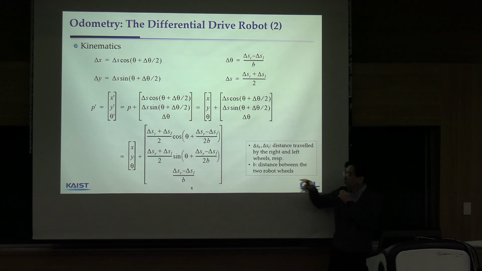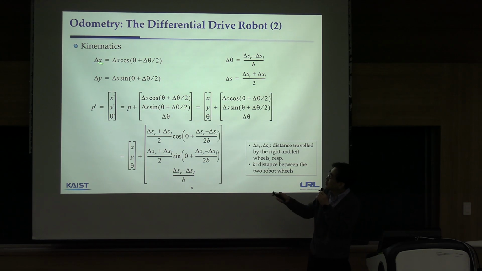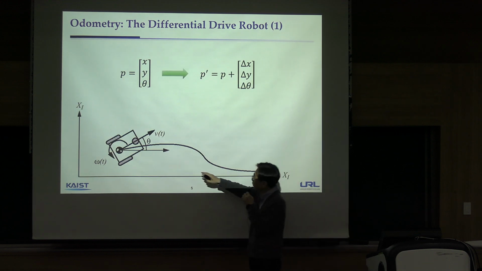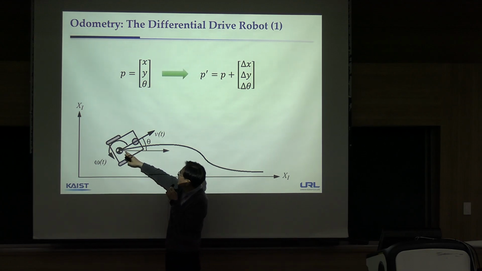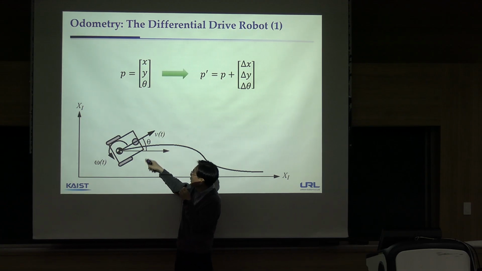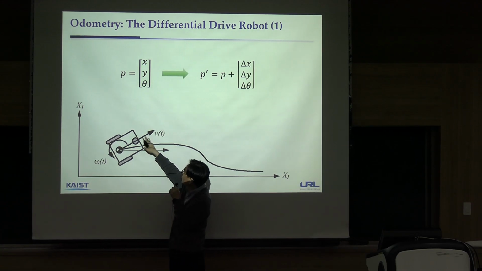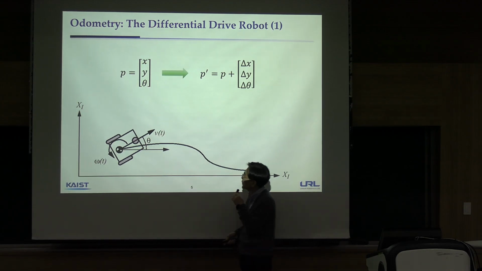And this is called the baseline length. This is the distance between the two wheels. So using that information, we can update the position. Delta x, delta y, delta theta could be obtained, because using the simple geometry like this, delta x could be obtained by using distance traveled, cosine, then we can have the delta x. Distance traveled, sine theta, then we can have the updated delta y.